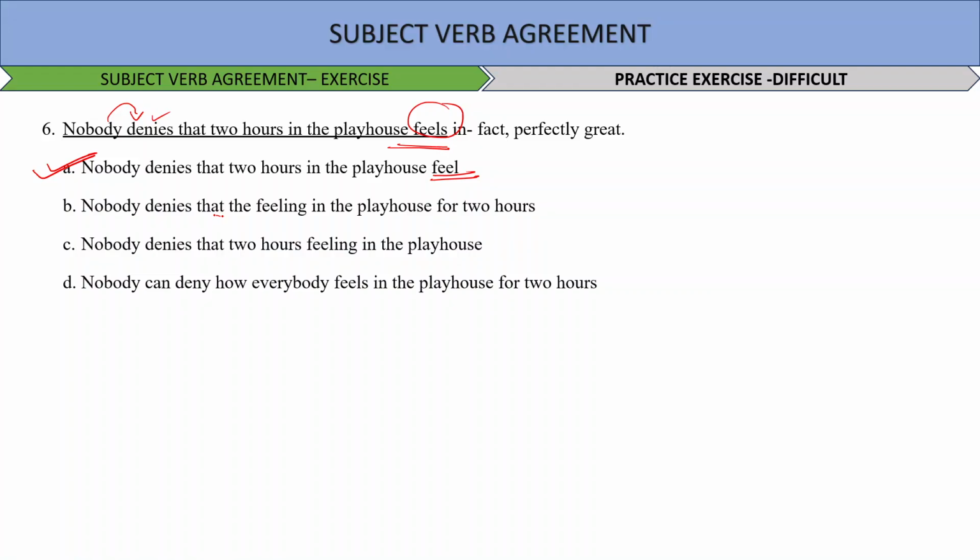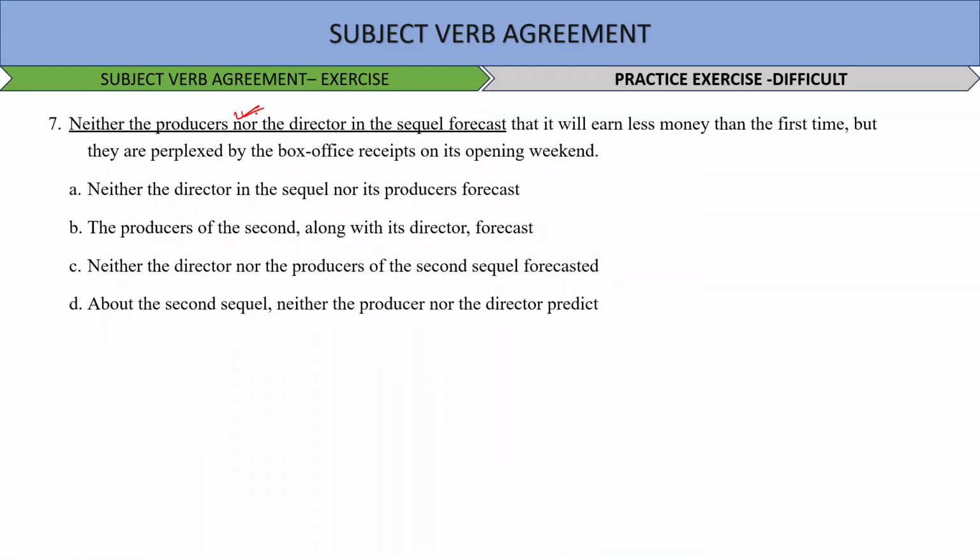Next question. Neither the producers nor the director in the sequel forecast that it will earn less money than the first time, but they are perplexed by the box office receipts on its opening weekend. Okay, in this sentence, you see, when one of the subjects joined by or, nor, either or, neither nor, is plural, the verb must be plural, and the plural subject should be placed nearer to the verb. So it should be neither the director in the sequel nor its producers forecast, because forecast is plural here, and producers will justify this verb if we use it this way.